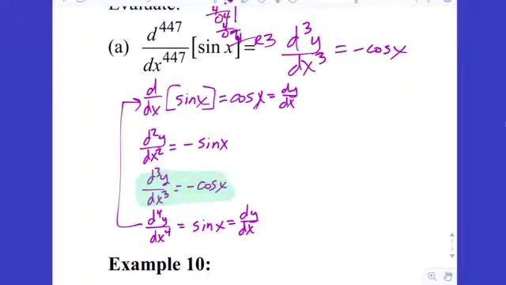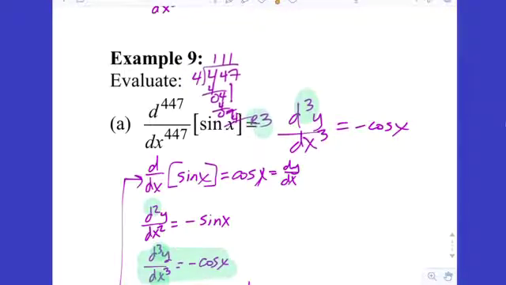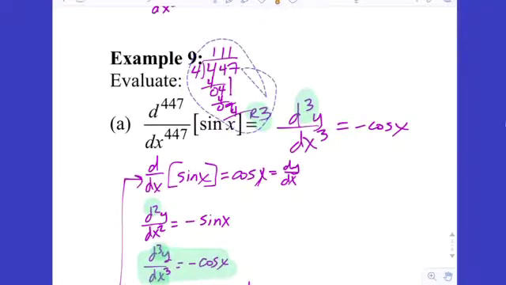Well, yeah, I went through the cycle, and the first time I repeated, the remainder, whatever the remainder is going to be, is the new derivative power. So you have to say the 447th derivative of sine of x is equivalent to the third derivative. Oh, no, you can just say it's negative cosine of x. I actually equated it to both of them, didn't I? Yeah, and that's fine, too.